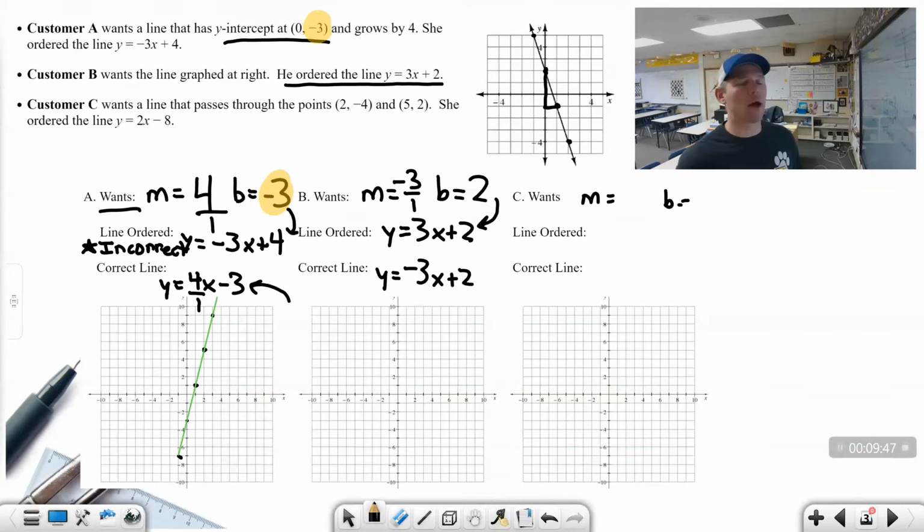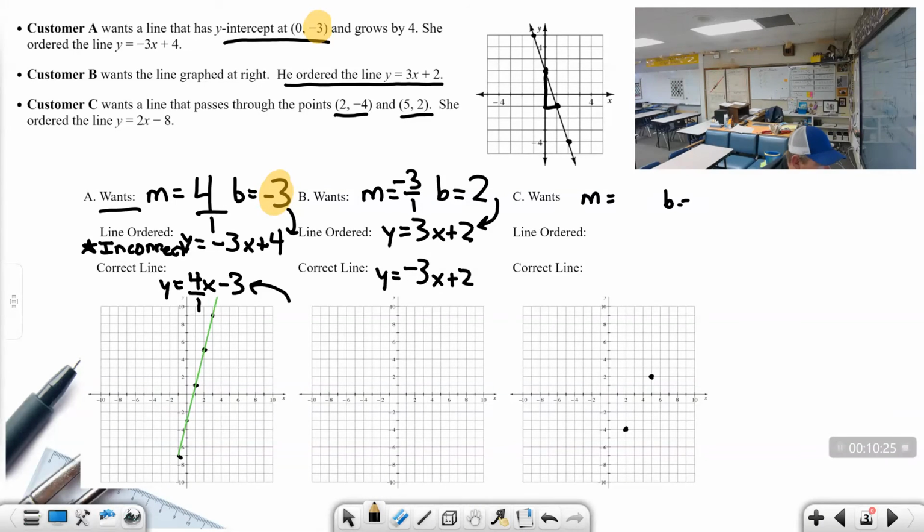Okay, one more helpful problem before I set you off on your own. Okay? Here we go. Customer C wants a line that passes through this coordinate and this coordinate. Okay, well, let's go ahead and plot those 2 points. 2 comma negative 4 is right there. And 5 comma 2, right there. Okay? So if I use that growth, let's go ahead and make a stair.